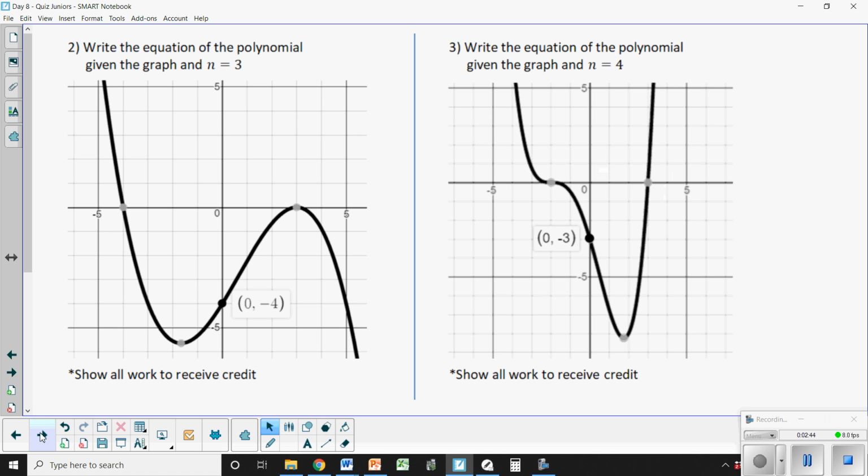The next questions, 2 and 3, you're writing the equation of a polynomial. In number 2, n equals 3. In number 3, n equals 4. Remember to fully write out the equation. And again, show all your work to receive credit for these ones.